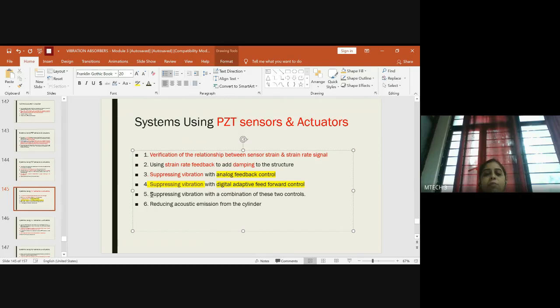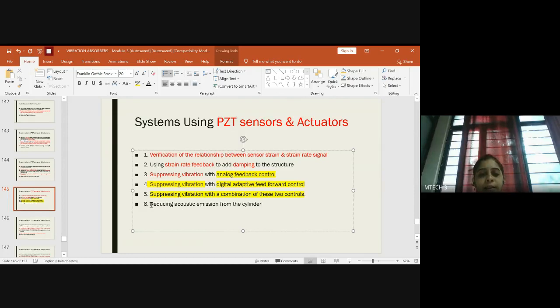And later, he performed one more experiment with a combination of two controls. So, what is this combination of two controls? He clubbed both the analog feedback control as well as the digital adaptive feed forward control. So he compared in analog feedback control how we got the data and whether the data which was displayed was same as that of the digital recorded data or whether there was any variation in it. But successfully he was able to achieve almost the data were nearly mapping to each other. So he was successful in doing this experiment also.